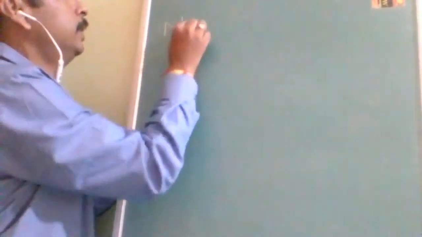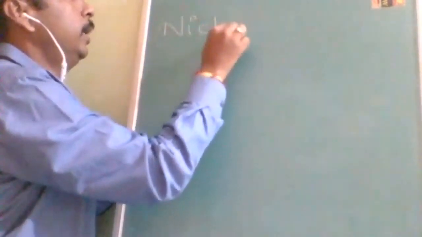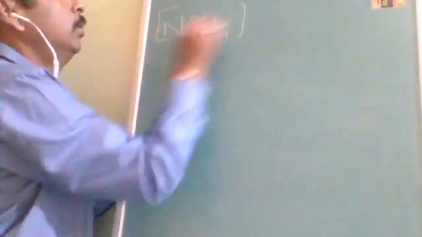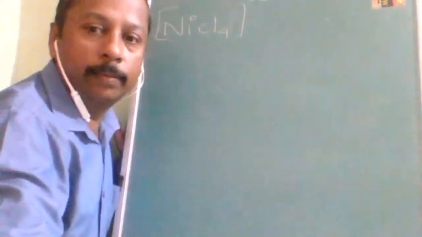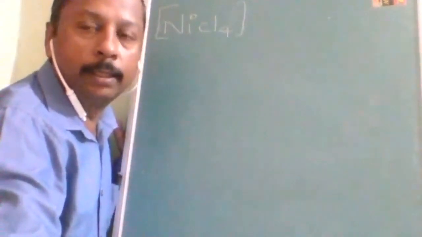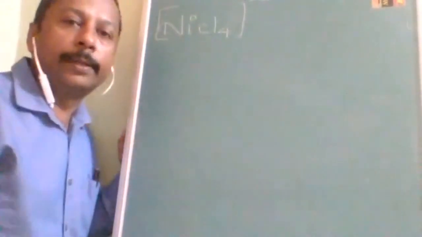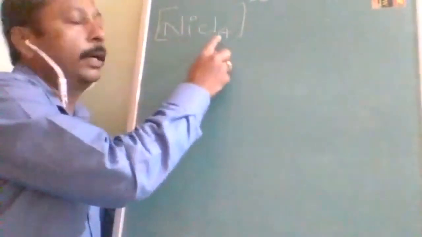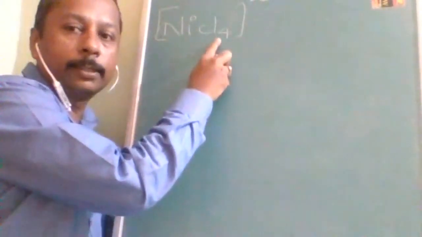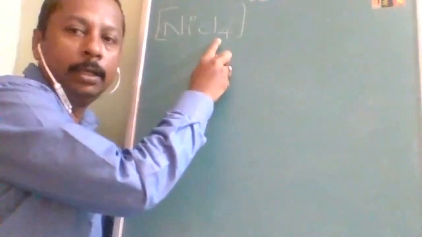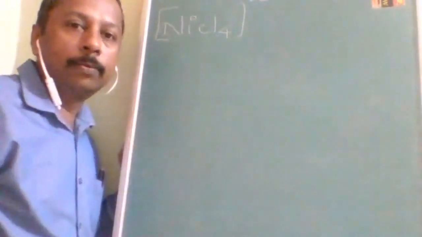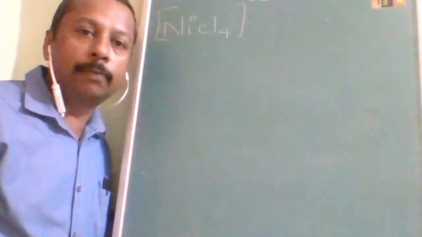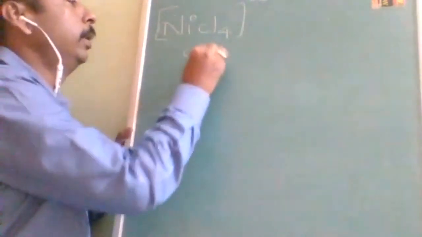Okay, now we are going to start one by one. The very first example I am going to take is NiCl4 2 negative. Okay, so first you should be able to understand what is the coordination number. Coordination number means each nickel gets 4 lone pairs of electrons from the 4 chlorines. So what will be the coordination number? 4. Coordination number is going to be 4.